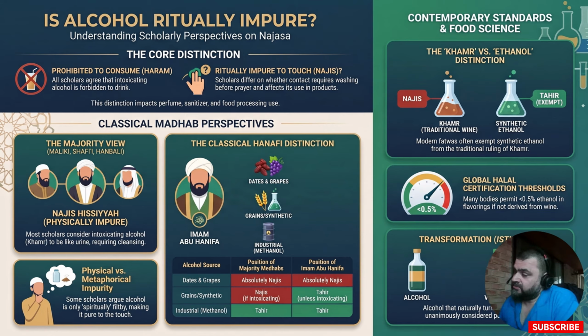Now, this third one is very important as well. The industrial alcohol, the chemicals, which are not manufactured through any of these elements, are considered pure to touch by almost all scholars. We will inshallah discuss them later on.